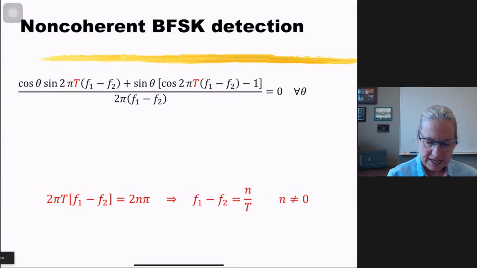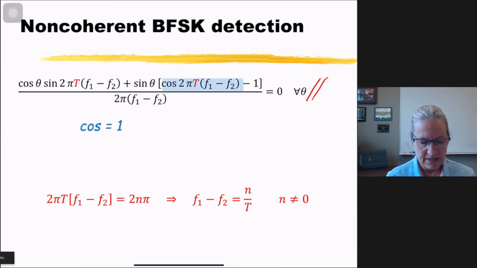So I repeat the equation again here, what we're looking to find. And the first thing I notice is that if I want the sine to be 0 no matter what theta is, I have to have what multiplies sine theta be 0. I don't know what theta is, so I don't know what sine theta is. So I look at what's shaded in blue here, and this should be equal to 1, because if it's equal to 1, then what multiplies sine is 0. So I want that cosine to equal 1.